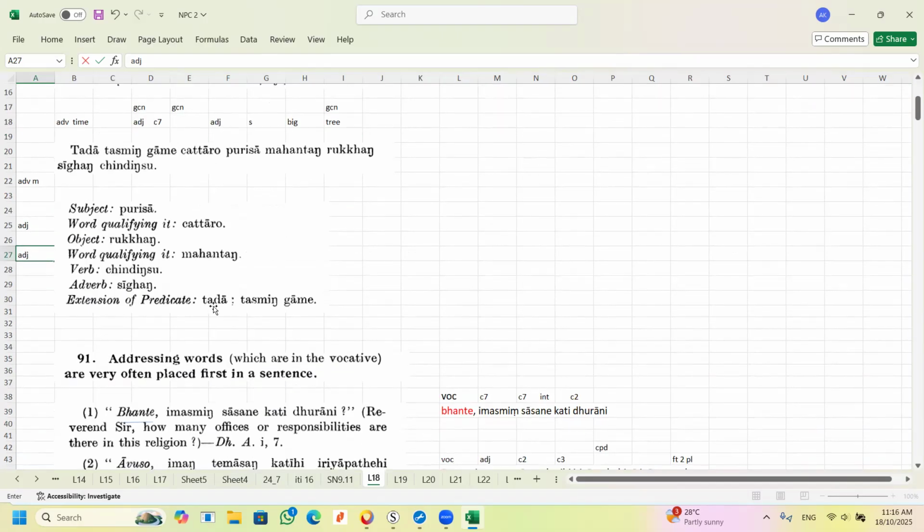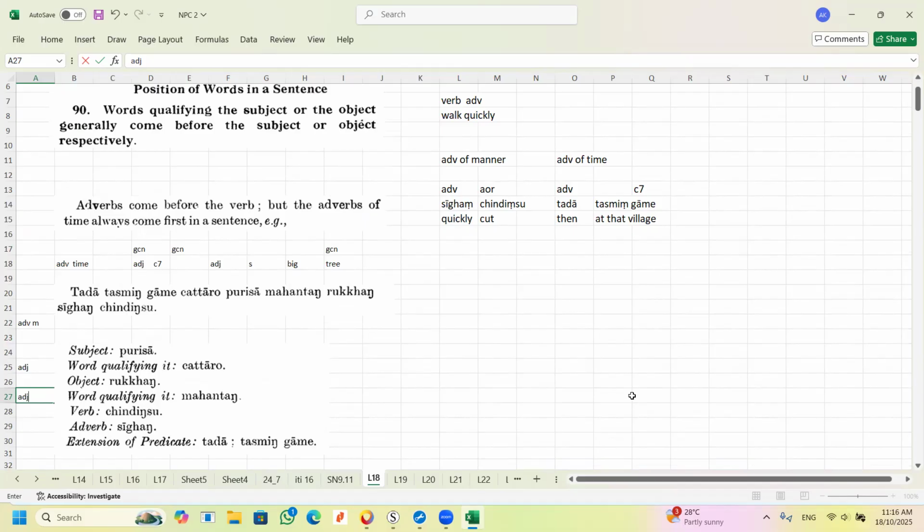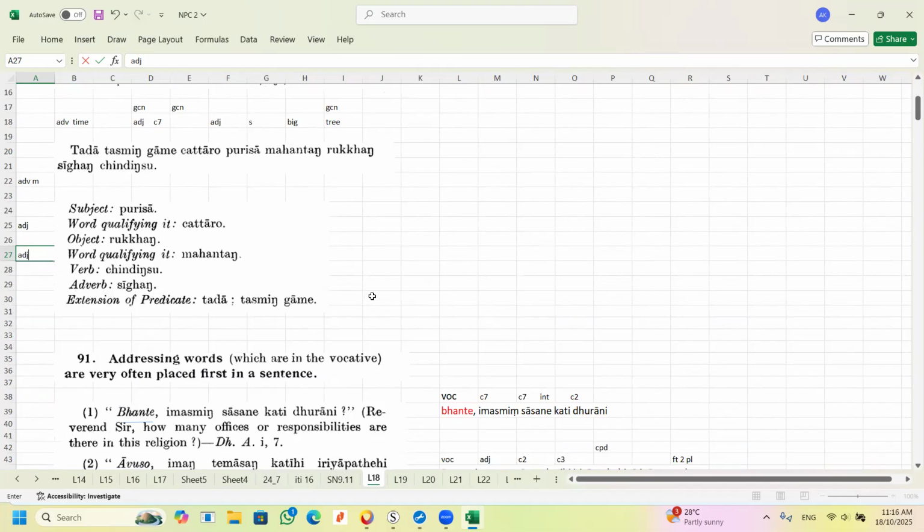Then here you see the extension of predicate, tada, tasmin. This is an extension, because in English you have to put it at the back, but Pali puts it in front of the sentence. So this is against the English grammar. It's not the norm. So you have to adapt according to English and Pali. In Pali, the extension is in front.